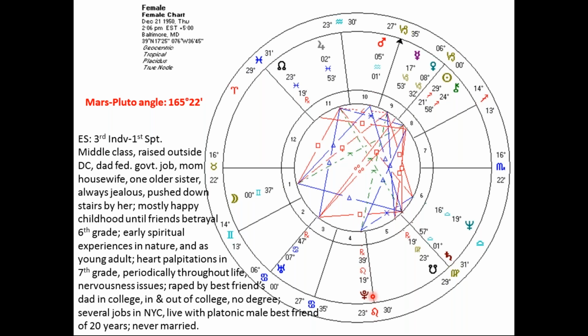So our volunteer feels like she's that transitionary, third individuated to first spirituated, raised middle class outside of the greater DC area. Her father had a consensus job in the federal government. Mom was a stay-at-home housewife, sun in Pisces. She has one older sister who was born the same day as mom. Older sister kind of linked up with mom. Our volunteer kind of linked up with dad, and that created some animosities in this familial environment.